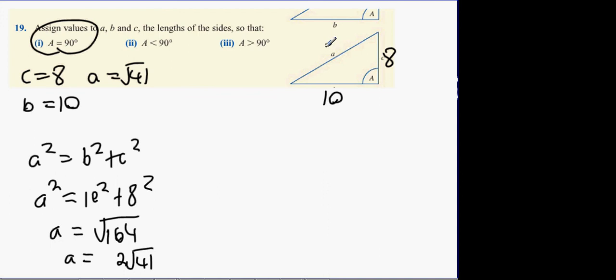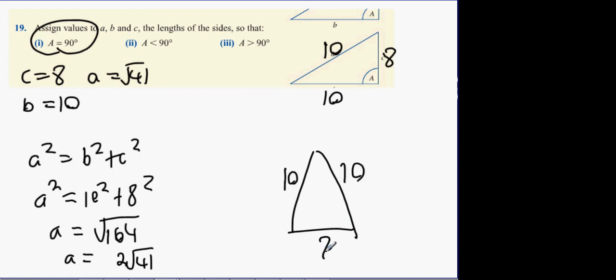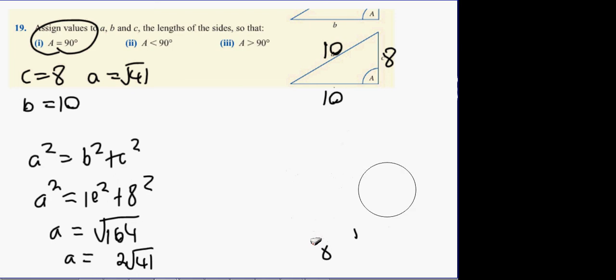So if we say this is 10 as well, what type of triangle do I have now? Technically, it's isosceles, okay? And the angle A is opposite one of the tens, and we've just proved that this is an acute angle. Now, if it wants it to be bigger than 90 degrees, what do we have to do?